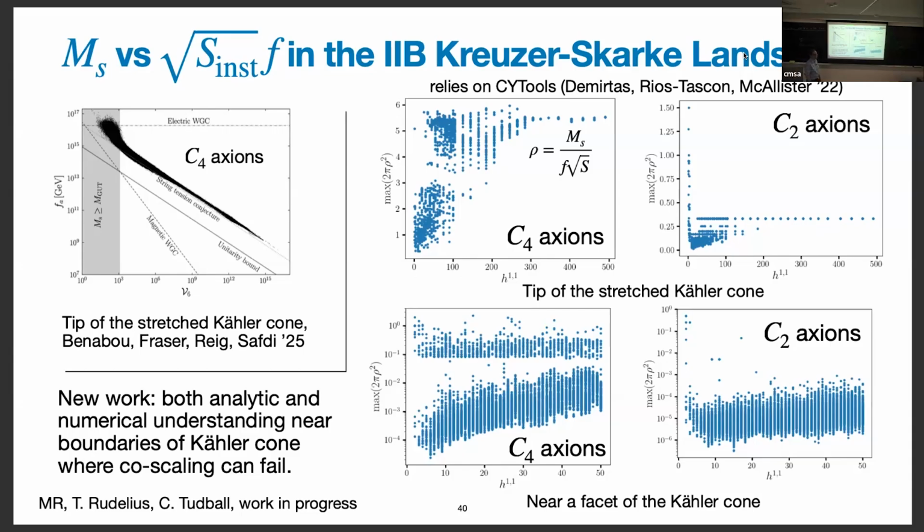What is the y-axis? Oh, sorry. The y-axis is the largest value in our scan of 2 pi rho squared, where rho is this thing. So basically, that's the thing we're conjecturing should not be bigger than 1. I mean, the biggest we get is like 6 in examples. And for S, you're using like the divisor volume. Right. Well, for C4 axions, yes, we actually checked both C4 and C2. So it's either a divisor volume or a curve volume, depending on the example.